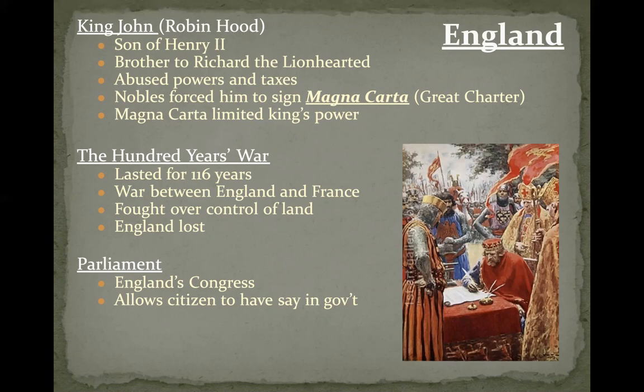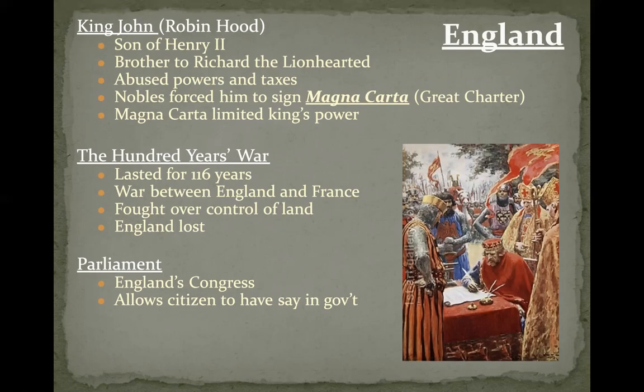And with common law, we start to see the idea of parliament, the evolution of parliament, and the idea of citizens having a say in government.